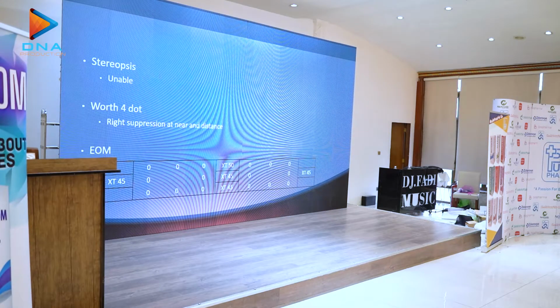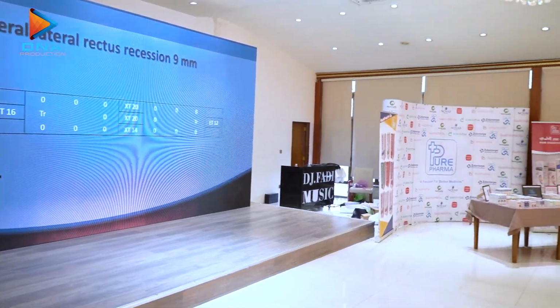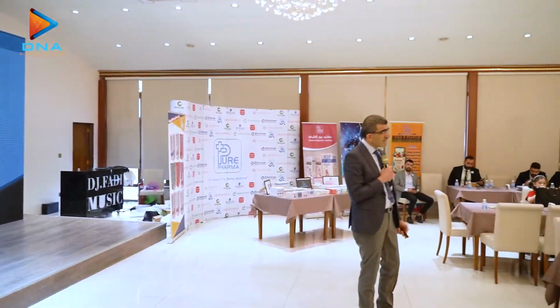Anyways, the surgeon decided that since the patient has good vision in both eyes, let's do BLR. So they did bilateral lateral rectus recession of 9 millimeters. The kid came back in a month for follow-up and she still had exotropia. It went down from 45 prism diopters to 20.